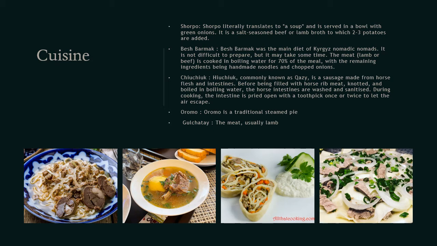The haishuk, I believe I'm pronouncing this completely wrong, commonly known as kezi, is sausage made from horse flesh and intestines. Before being filled with the horse rib meat, knotted and boiled in water, the horse intestines are washed, obviously, and sanitized, because you don't want to eat the stuff that was in there before. During the cooking, the intestine is pried open with a toothpick once or twice to let the air escape.